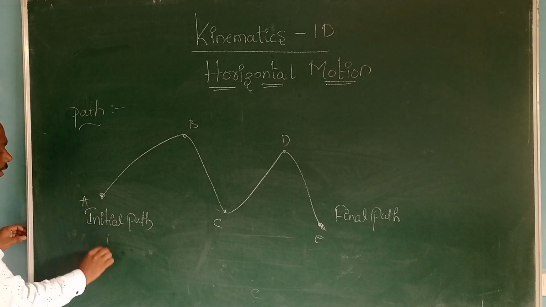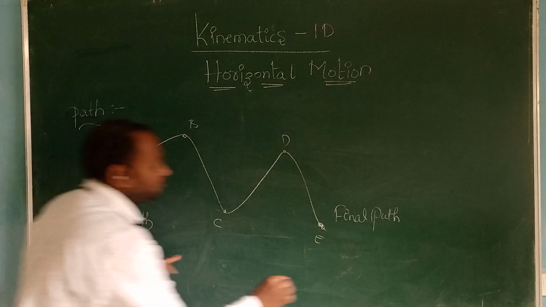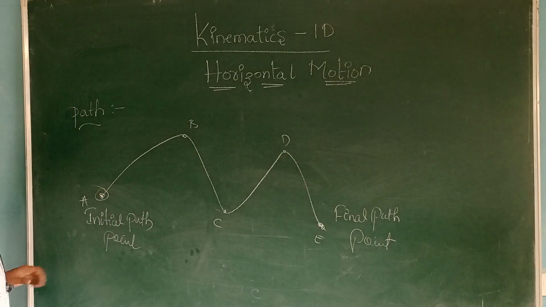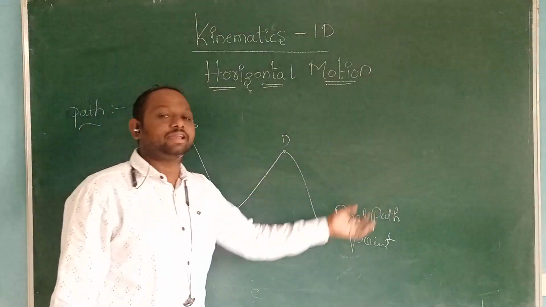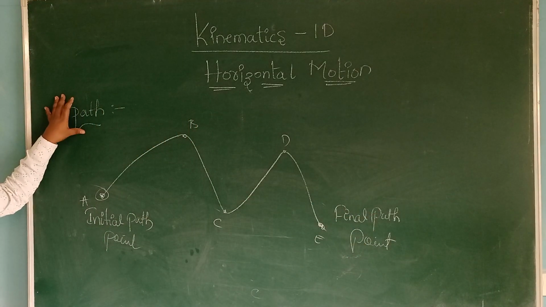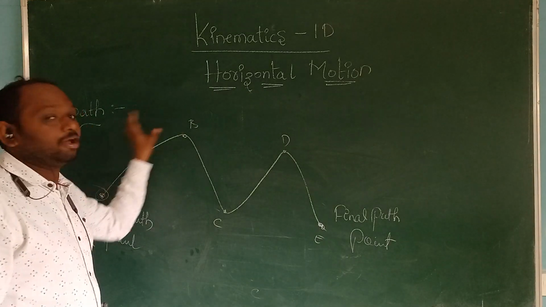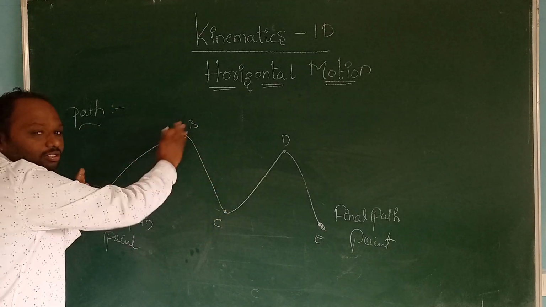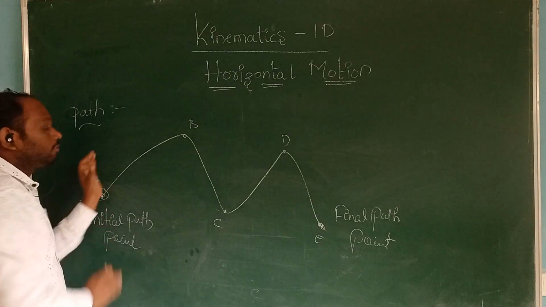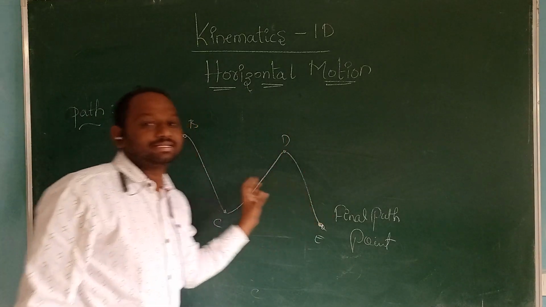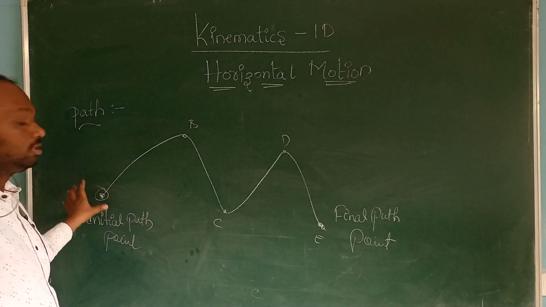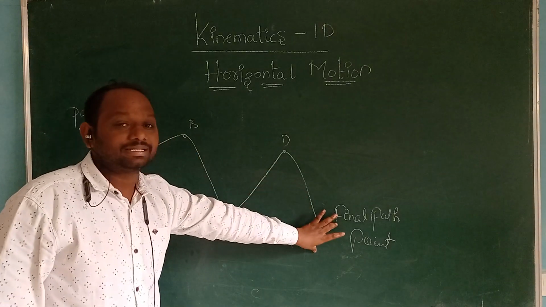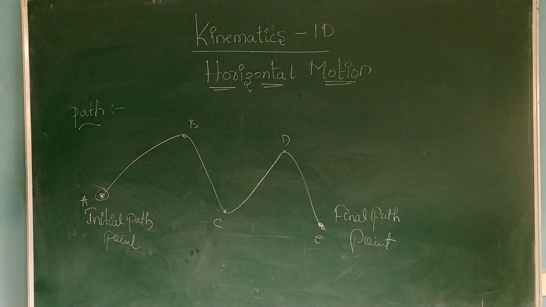I think this is the initial point, and this is the final point. A is the initial starting point, E is the ending point or final point. So what is the path? What is the path definition? The line joining the successive positions of all particles is called a path. Successive means points one after another. We can join all the particles, and that is called a path. This is the initial point, and E is the ending point or final point. That is about path.